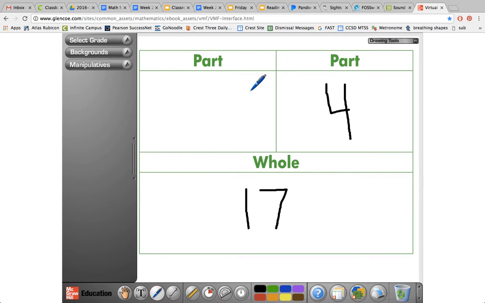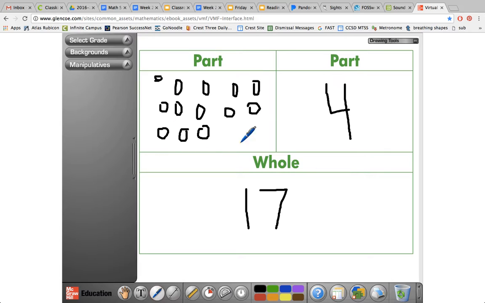If I'm using this strategy, I know that I start at the part that I know and I stop when I get to the whole. So in this case, I'm going to start counting at 4, then I'm going to stop when I get to 17. So I say 4, 5, 6, 7, 8, 9, 10, 11, 12, 13, 14, 15, 16, 17. So I can see that I needed 13 to make my whole. If I put 13 and 4 together, then I have my whole.